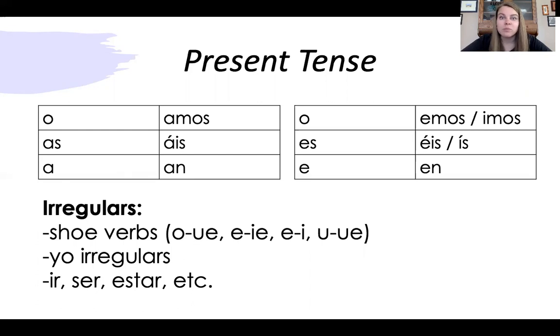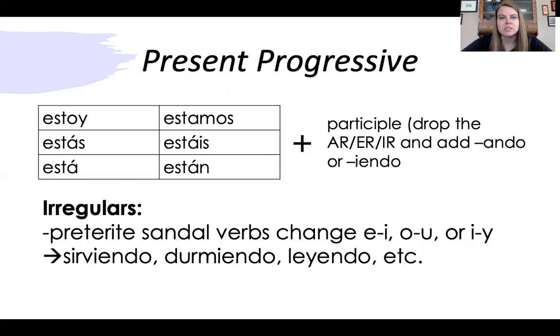And then we have some verbs in the present tense that are just irregular all the way through. So ir becoming voy, vas, va, vamos, ser becoming soy, eres, es, and estar having accent marks. The yo form changes. There are lots of different irregulars in the present tense.